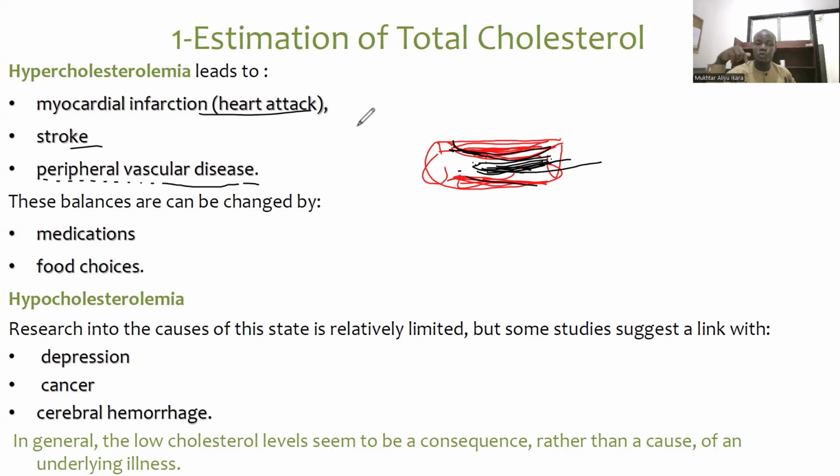And then in terms of the food, it is always advisable to be taking fruit and vegetables because they are highly rich in HDL. And that will also try as much as possible to balance the concentration of the cholesterol. So we have to know that it is very, very important. So there are medications and food choices that will balance the condition of hypercholesterolemia.